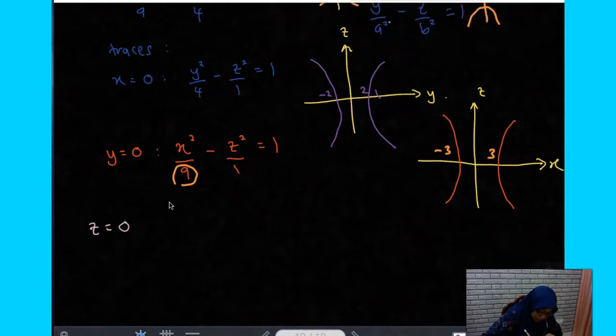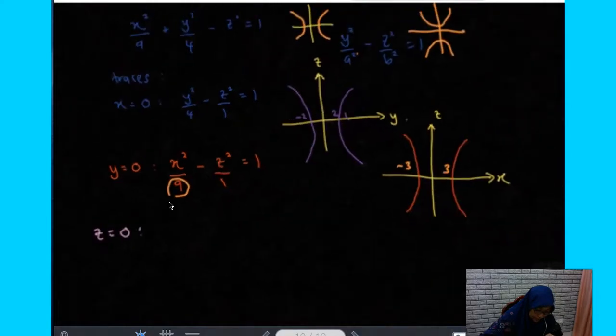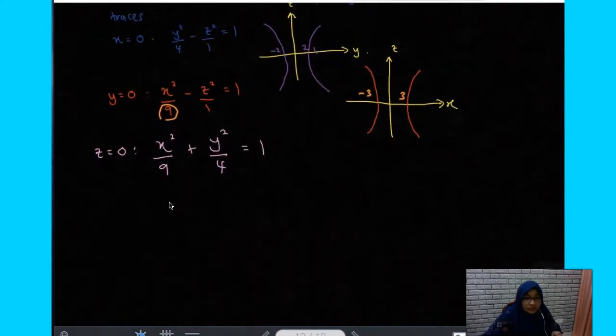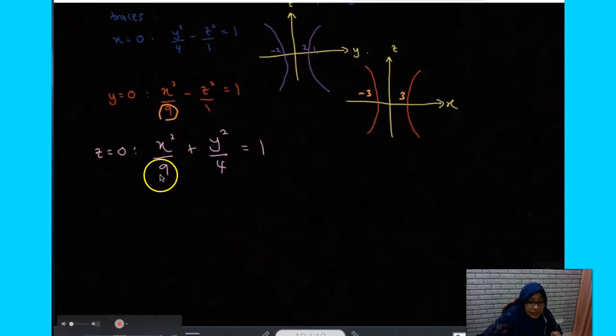Z equal to 0, then we have x squared over 9 plus y squared over 4 equal to 1. So now they are all positive, meaning that it could be either a circle or an ellipse. But if it is a circle, the denominators here should be the same, so that you can have something like a circle equation when you bring this to the other side. But here you have different denominators, meaning that it should be an ellipse.